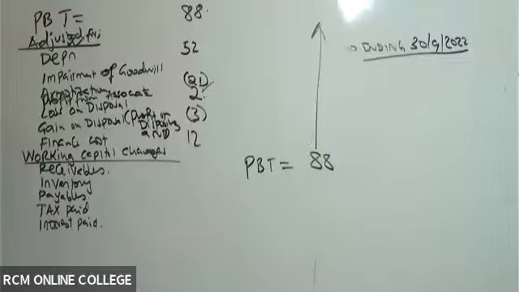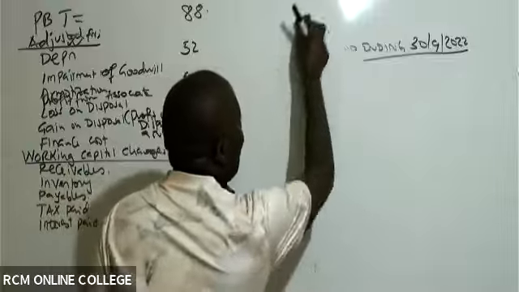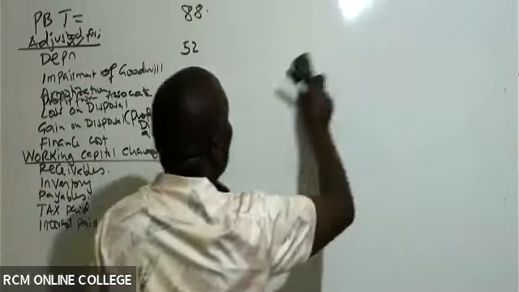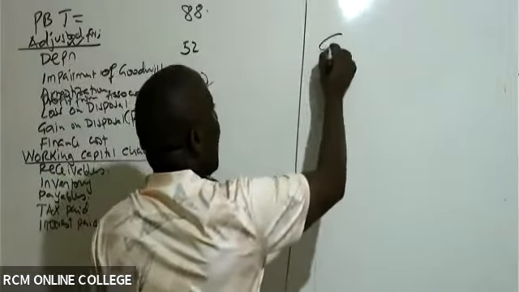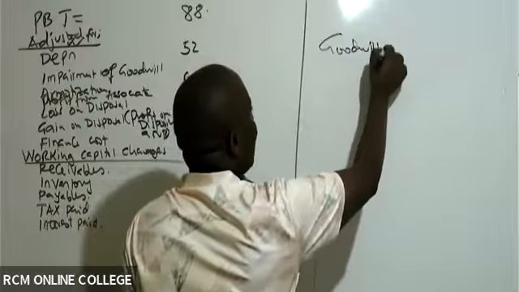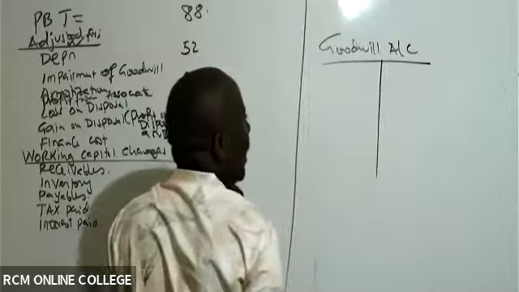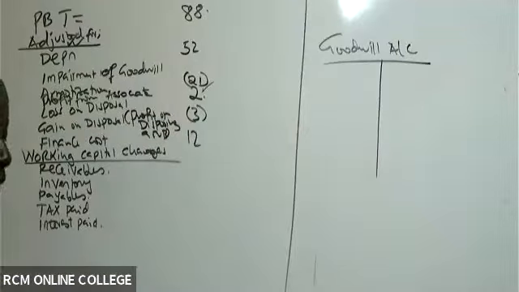From there, we shall be able to go to impairment of goodwill. For impairment of goodwill, you track the goodwill account. If you wish, you can do the T accounts, but of course, as you get used to this, you shall avoid T accounts. So, goodwill account.